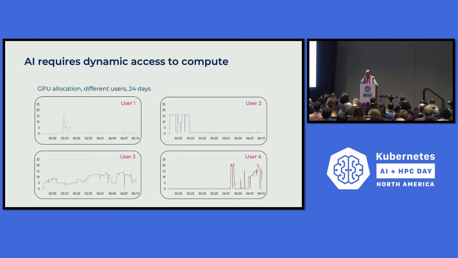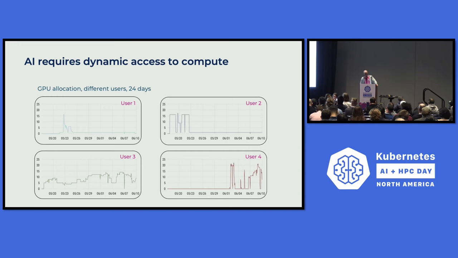But then what we see is that static allocations are somewhat of a problem because when it comes to AI, AI requires dynamic access to compute. Most of the time, people need just fractions of GPUs to run their notebook, to build and debug their code. And just occasionally, they need a lot of computing power to fine-tune LLMs, to run multiple experiments.